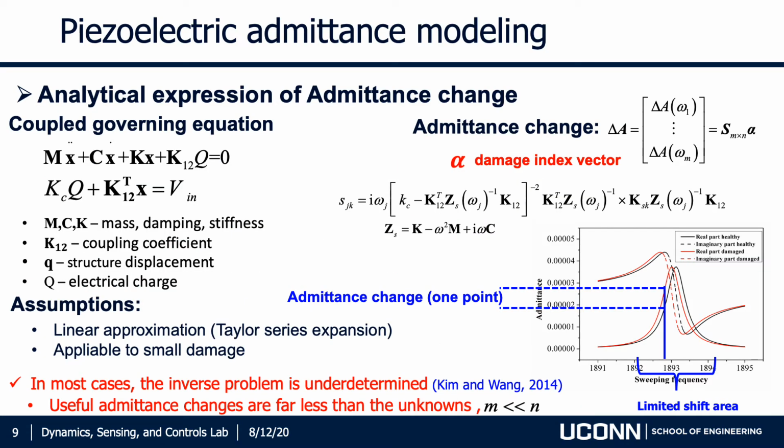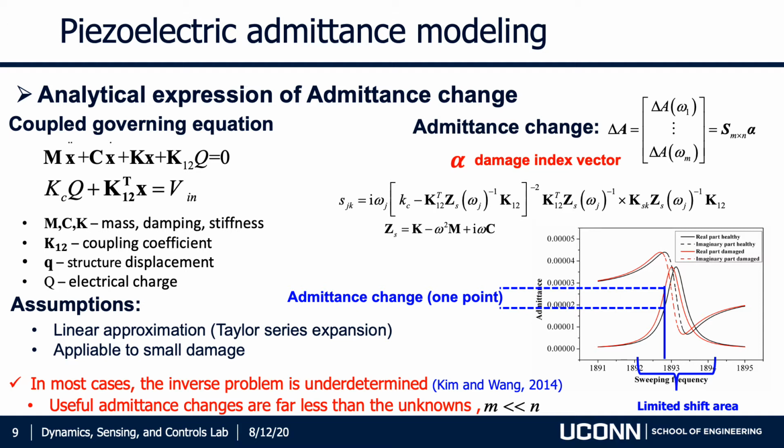So now we give a simple introduction of the PZT admittance model. For the coupled system, we have the coupled governing equations. By using Taylor series expansion, we can get the admittance change. As shown in this picture, when there is damage, the admittance curve will have a shift around the resonant frequency, and we can get the admittance change in that shift area.